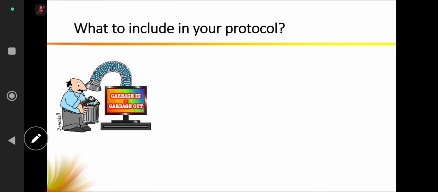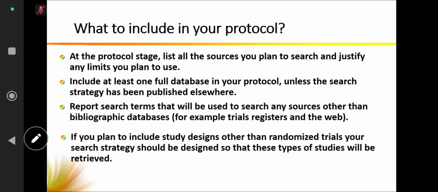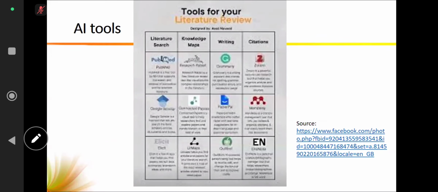Then what to include in your protocol? Don't be over enthusiastic and include anything and everything, because garbage in is definitely garbage out. I don't want you to have garbage in your systematic review. Include what is very essential. Of course, I think you are going to take up a project, systematic reviews, in groups. Your mentors also will help you to have the proper searching done. That will be useful.